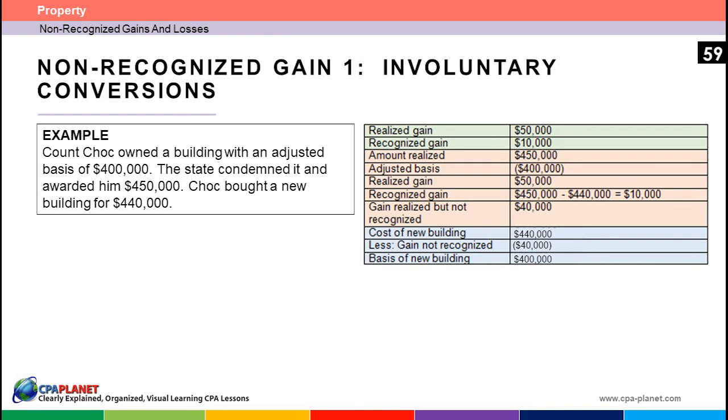That's a realized gain of $50,000. Recognized gain $10,000. Why is that? Because he bought a new building for $440,000. He was given $450,000. The difference is $10,000. Amount realized $450,000, adjusted basis minus $400,000, means realized gain $50,000. Recognized gain equals $450,000 minus $440,000 equals $10,000. Gain realized but not recognized $40,000. You can back into that very easily. Cost of new building $440,000 less gain not recognized of $40,000, and the basis of the new building is $400,000.